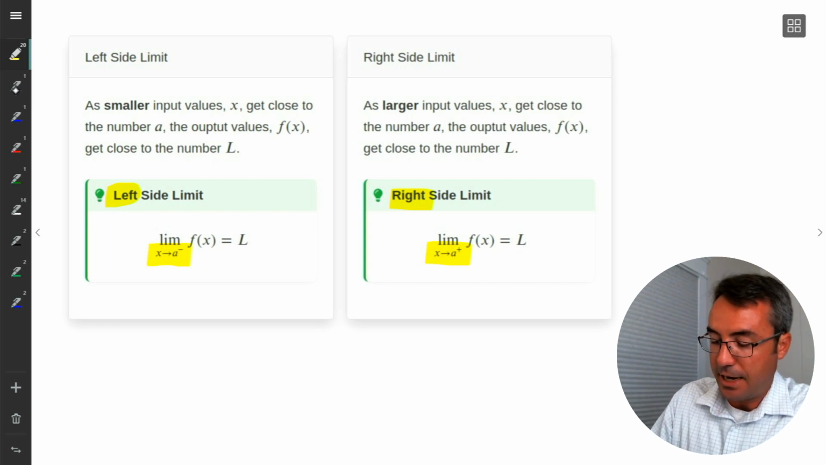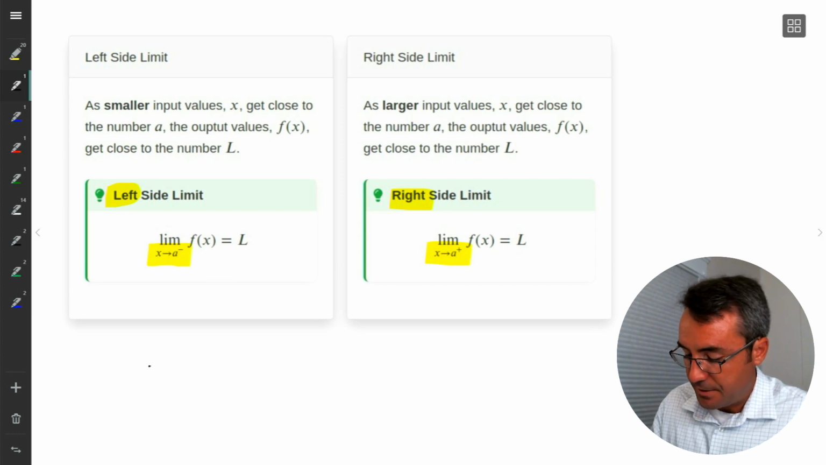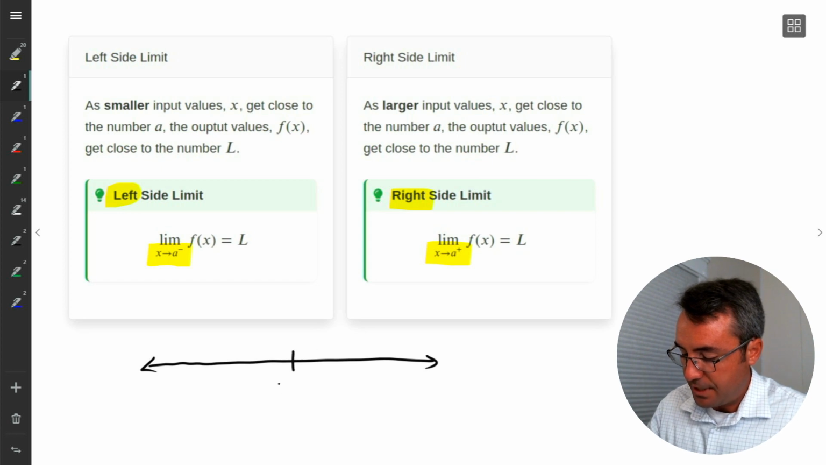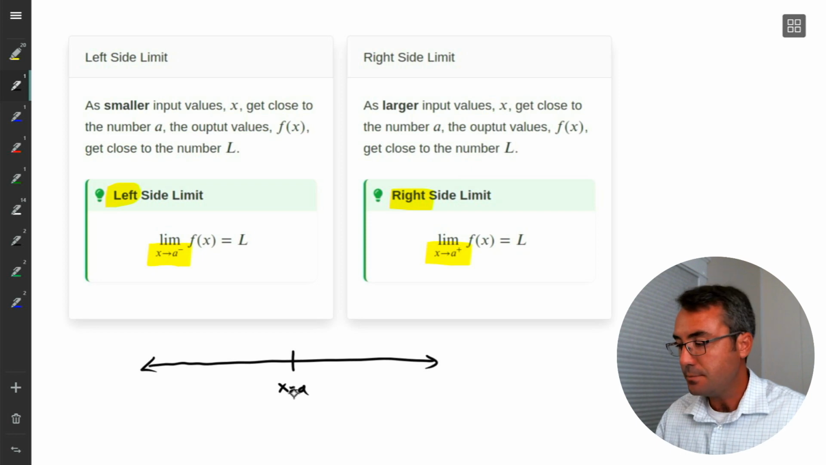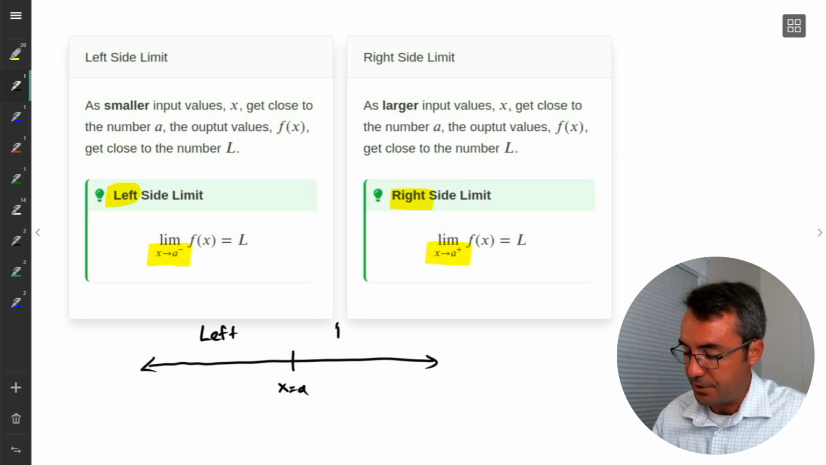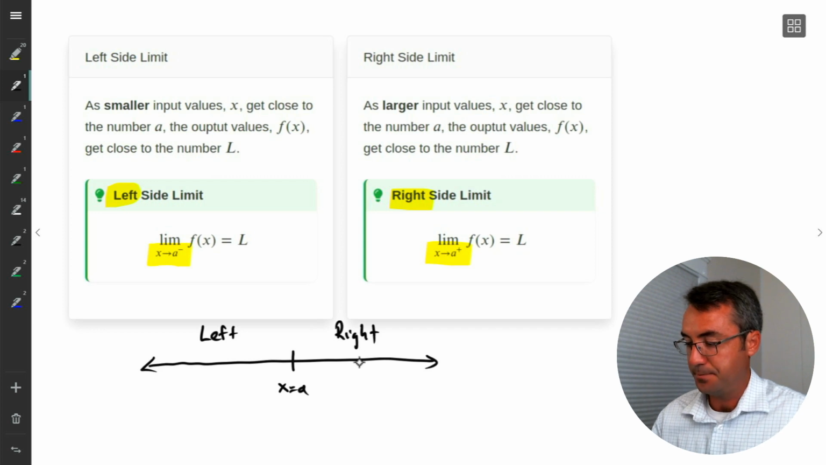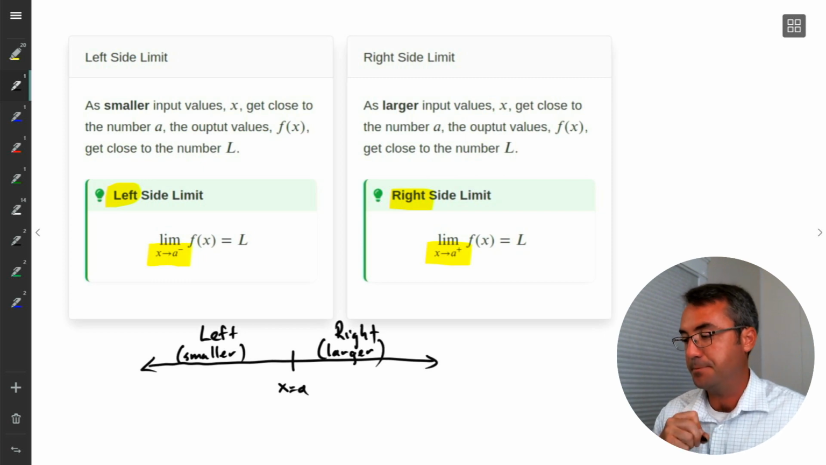So that's how you can remember the different notations. Think of a number line, and we're interested in what's happening around x equals a. So we have the left of x equals a, and we have the right of x equals a. Over here on the left, these are all the values that are smaller. And over here on the right, these are all the values that are larger than x equals a.